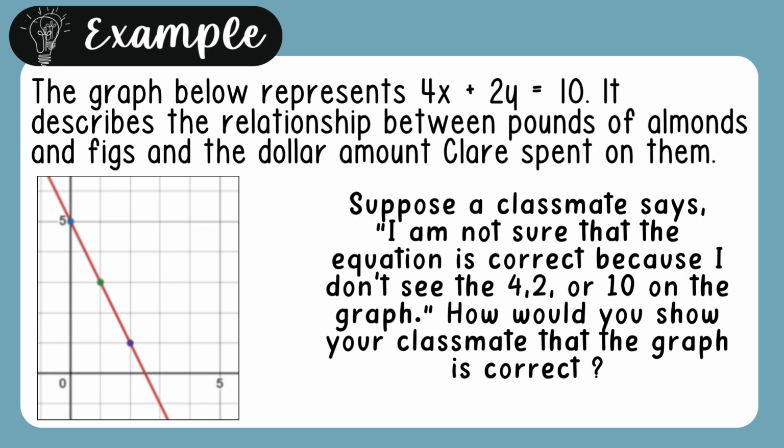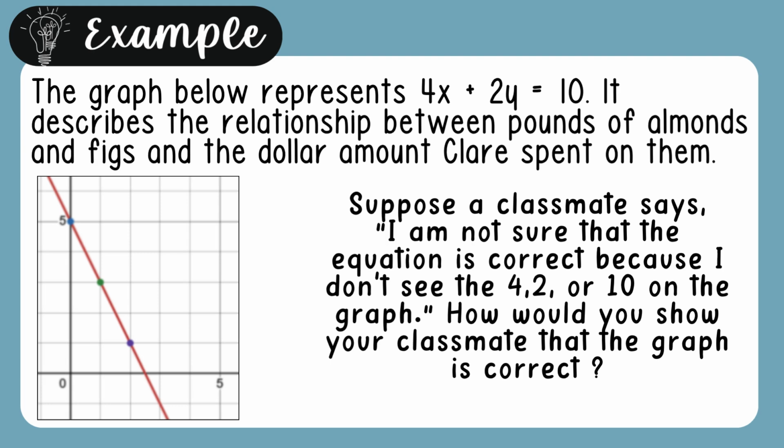Suppose a classmate says, "I'm not sure that the equation is correct because I don't see the 4, 2, or 10 on the graph." How would you show your classmate that the graph is correct? So the equation they gave us is in standard form, and sometimes those numbers aren't as clear on the graph as when given in slope-intercept form.